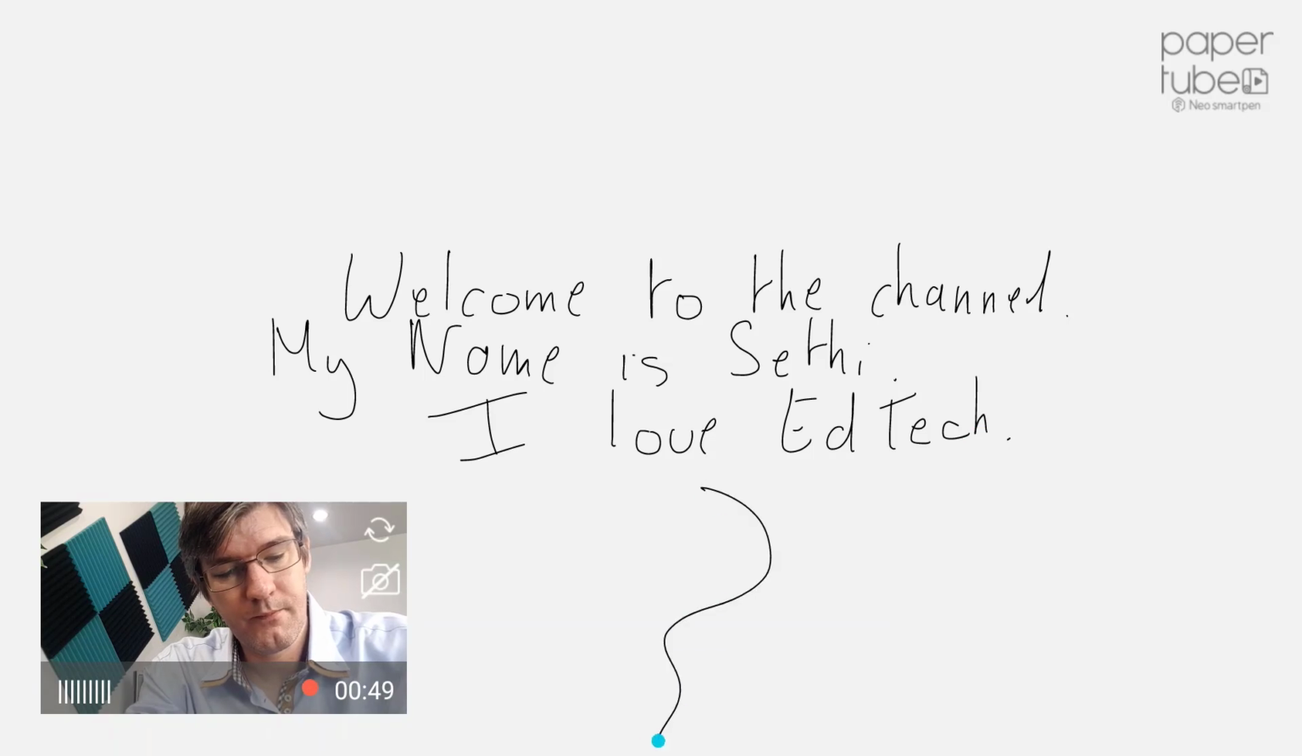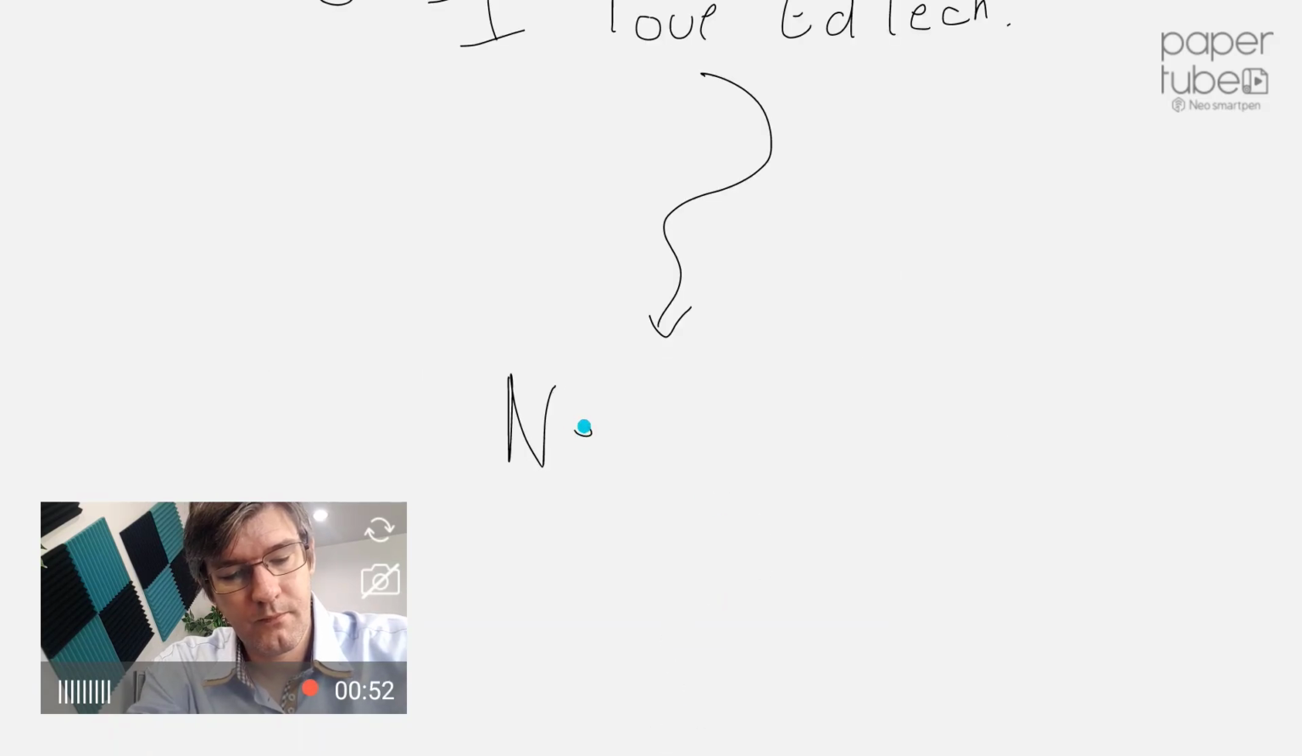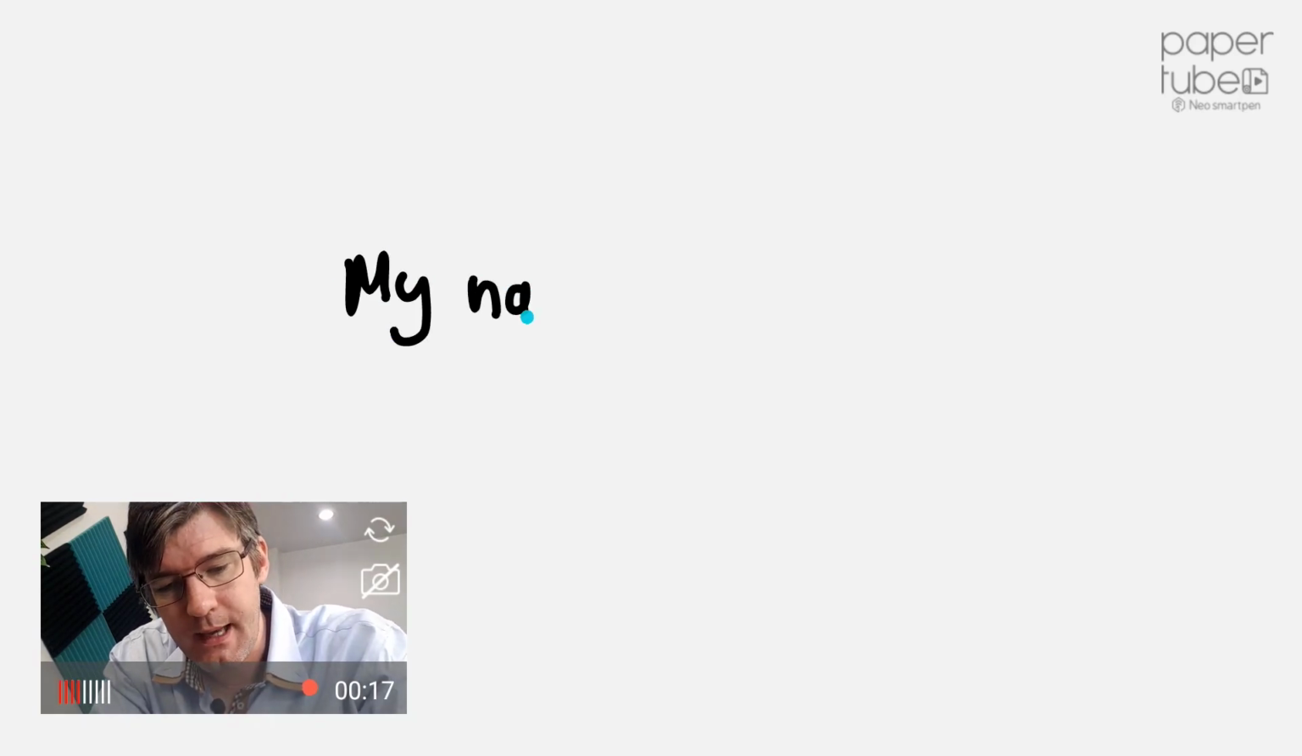There we go. And as you can see in this video right here, we have now started our lesson and it's using the camera from the mobile phone. Now, having the Smartpen connected to my mobile phone means that I can now start writing and giving my lesson and everything will be digitized. So one example here is my name is Seti.